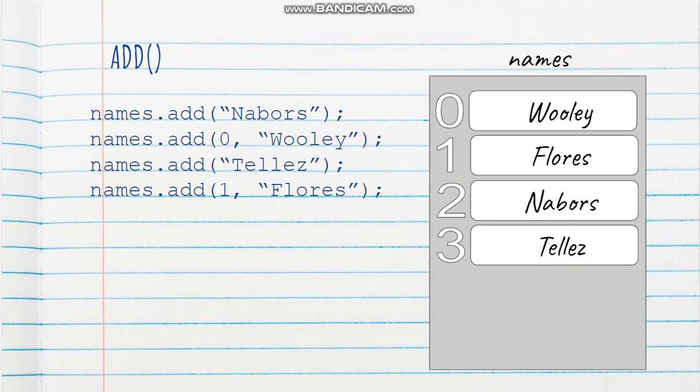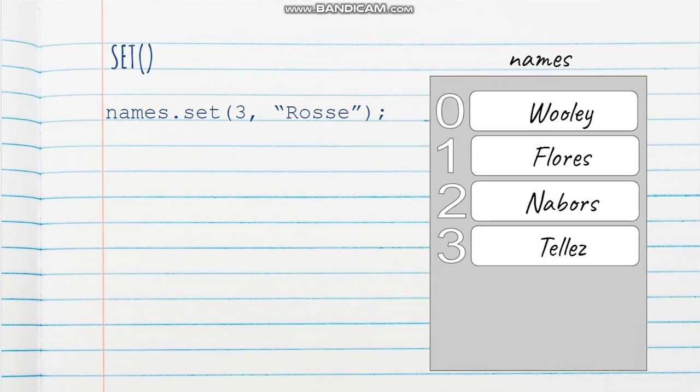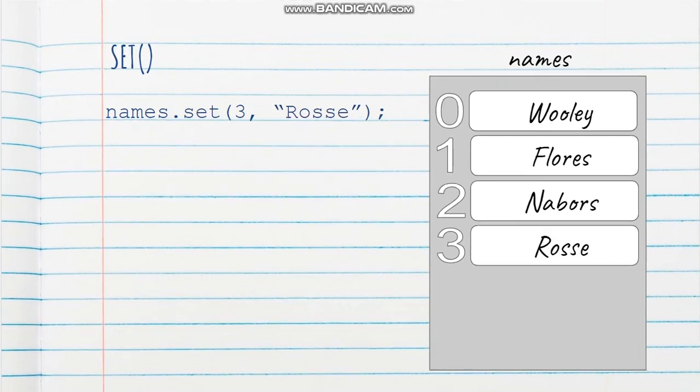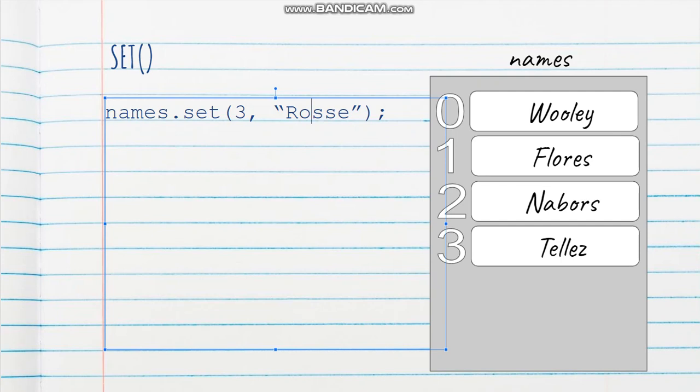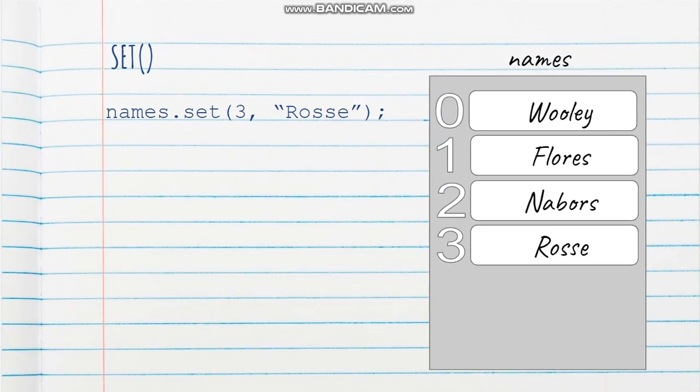Okay, that's how add works. Just add, adds at the end. Add with a position and a thing gets added at that position, and everything after that position gets moved down 1 automatically. All right, set. Set just overrides. Originally, Telez was at 3, but we're setting 3 to Ross, so 3 becomes Ross. The thing that was there is gone.